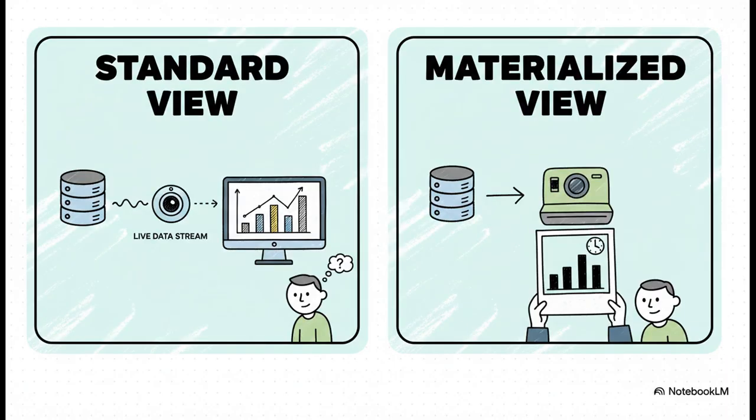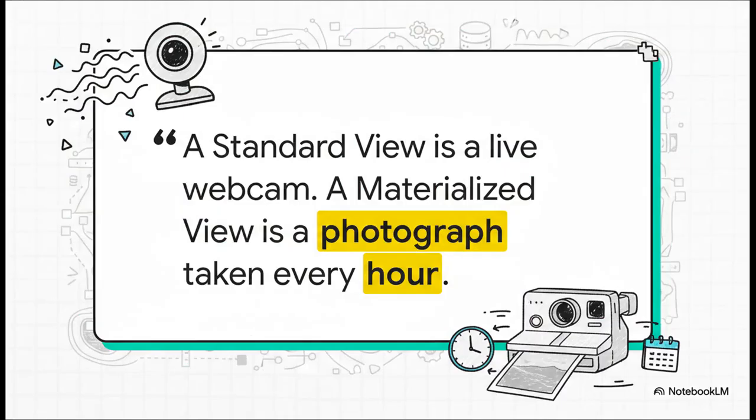Now let's talk about views. A standard view is really just a saved query. Every single time you go to use it, it runs that query all over again to give you fresh, live data. A materialized view is totally different. It actually runs the query and then stores the results in a real, physical table. This makes reading from it incredibly fast, but the data is only as up-to-date as the last time you hit the refresh button.